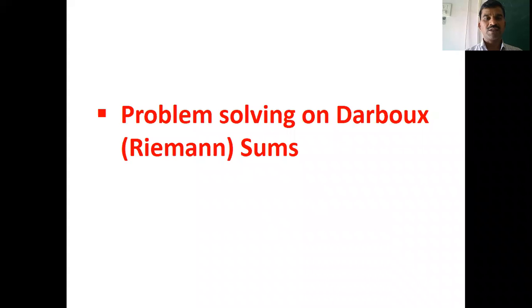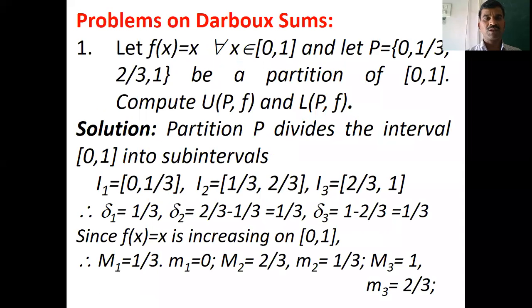Today in this session I would like to solve some problems on box sums or Riemann sums. Let us see the first problem. f of x equals x for all x belonging to the closed interval [0, 1], and let P be the division. We have divisions like this, so we have a partition over this interval [0, 1]. And now we can compute the upper sum and lower sum.